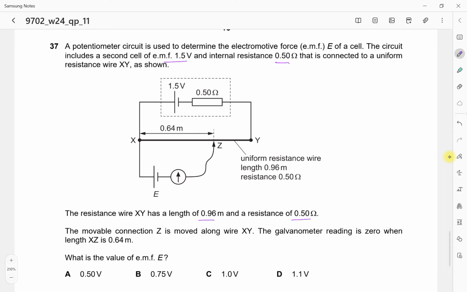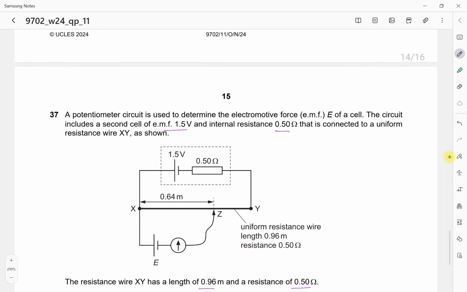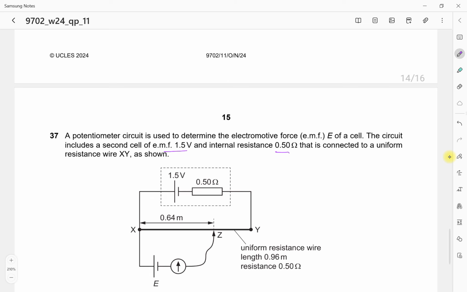The movable connection Z is moved along wire XY. The galvanometer reading is 0 when length XZ is 0.64 meters. What is the value of the EMF E? First of all, I want us to note that the PD across XZ, when there is a balance, is going to be the same as the EMF E. Our task is just to find the PD across XZ.